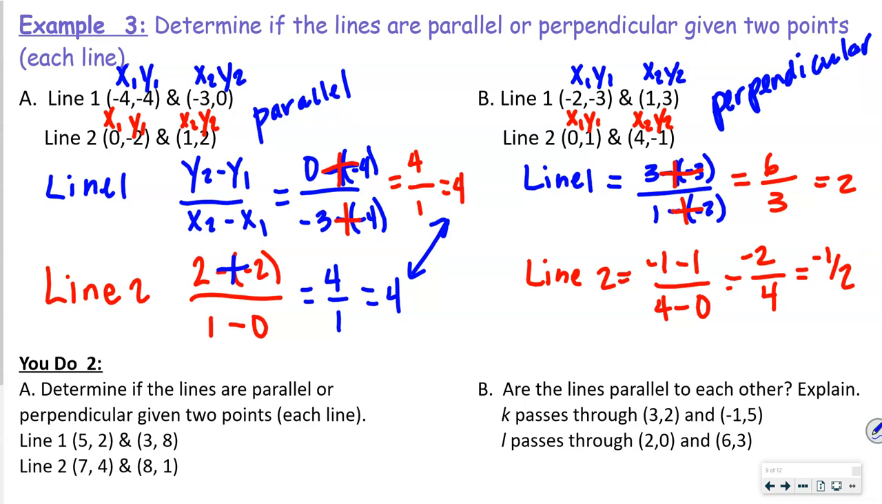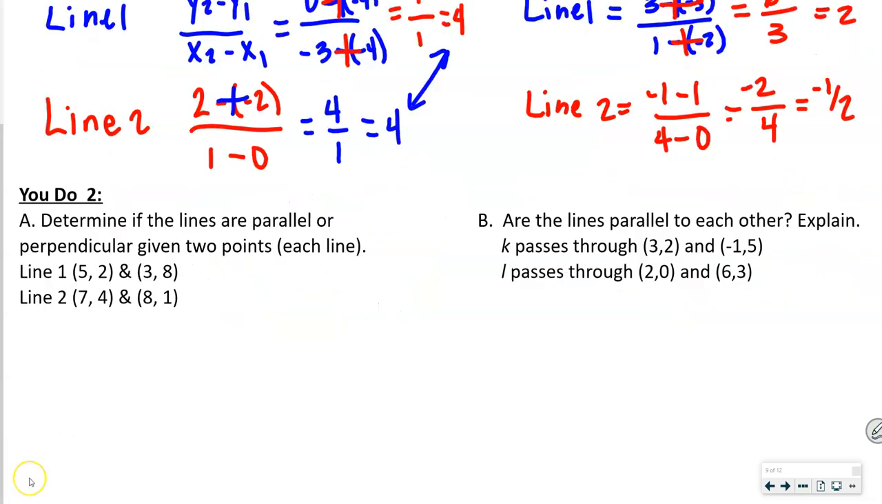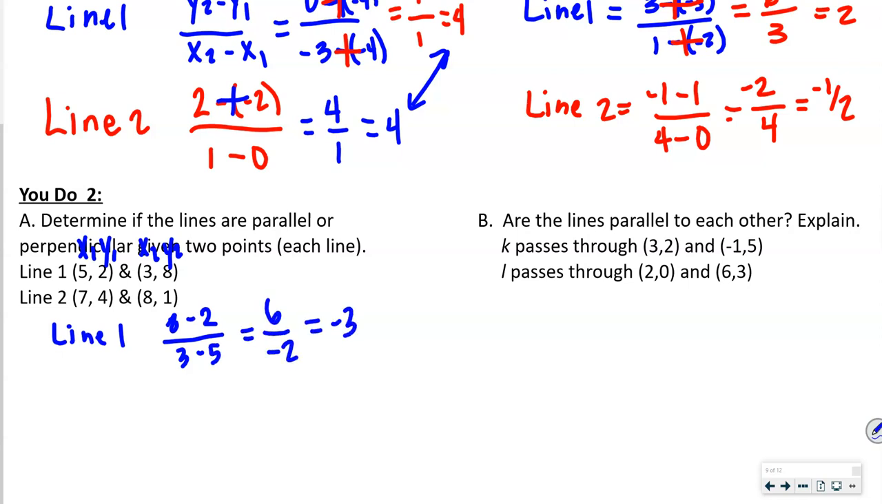Okay? So now I'd like you to do the you do and come back to me when you're done. So I'm going to go ahead and label these again, x1, y1, x2, y2. So for line 1, we're going to have 8 minus 2 over 3 minus 5. So it's going to be 6 over negative 2, which is negative 3, right? Remember, a positive divided by a negative is negative.